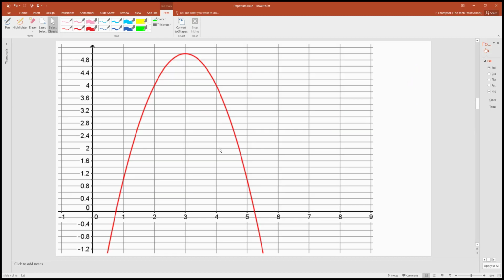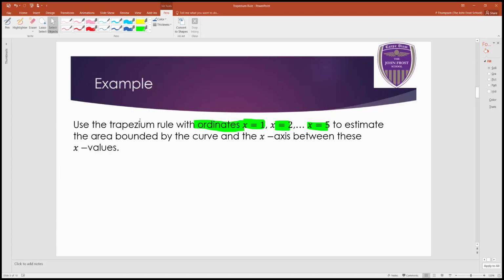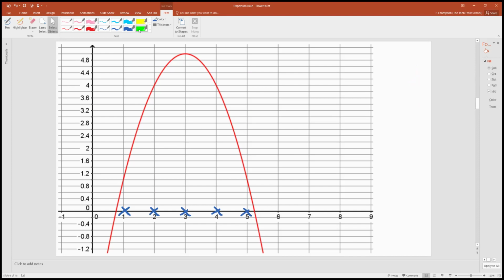So I'll go to my graph. Here's the graph, and I'm going to mark those points: 1, 2, 3, 4, 5. I've marked the ordinates. It wants the area bounded, or trapped, by the curve and the x-axis between those values. So here's the x-axis, this horizontal line.